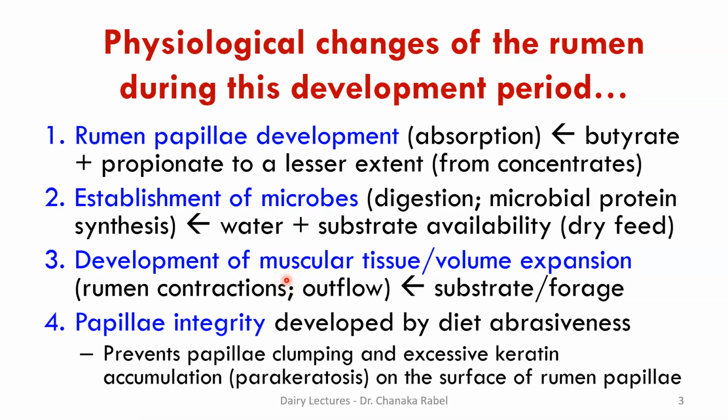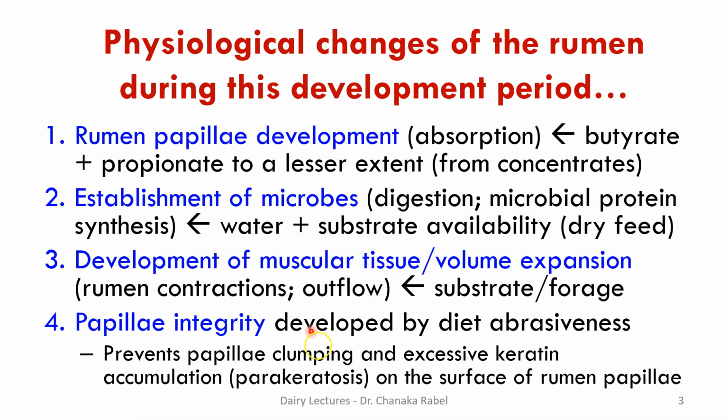I won't spend a lot of time on muscular tissue development or volume expansion because it's simply a function of substrate. With time, it takes place gradually, but of course, it won't take place if you don't provide enough substrate, which is essentially roughage. So this is not something that will complete prior to weaning. This is mainly something that happens afterwards because that's when you introduce a lot of substrate quantity.